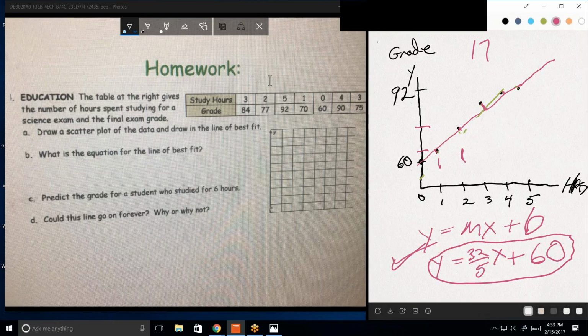Is it 80? No, it's not that. Got to be bigger than 92, doesn't it? Yeah. The slope of this line's going up. So if I'm going over 1 more hour on the horizontal axis, I'm going up more on the vertical axis. Yeah. Just plug in 6 for x and do the math.